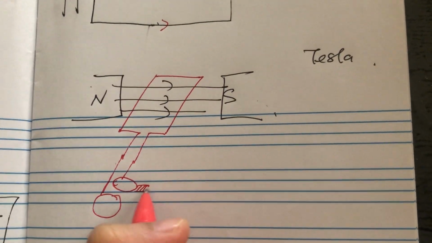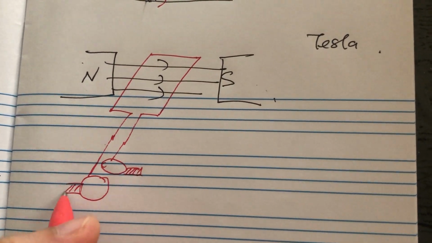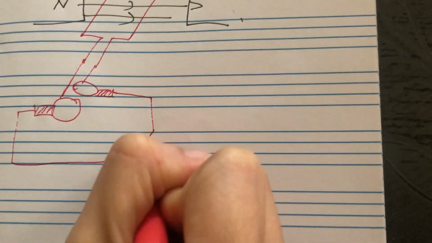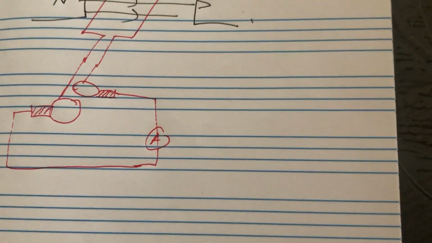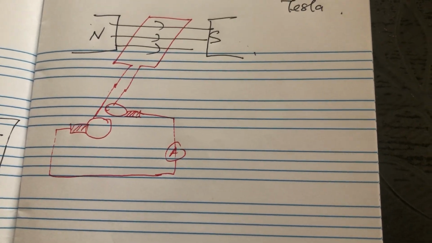And then you have a carbon brush here. Carbon brush means that it is only touching, it is not bound to it. Okay, let's say I put an emitter or light bulb here, doesn't matter. So now we have to determine the direction of the current flow.